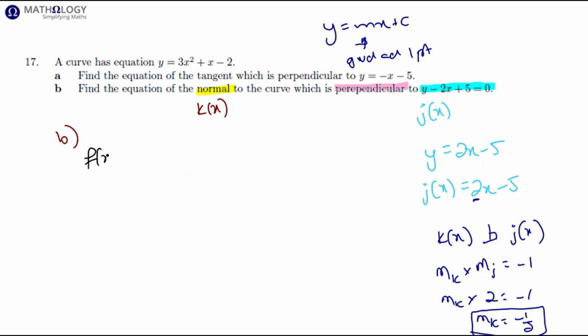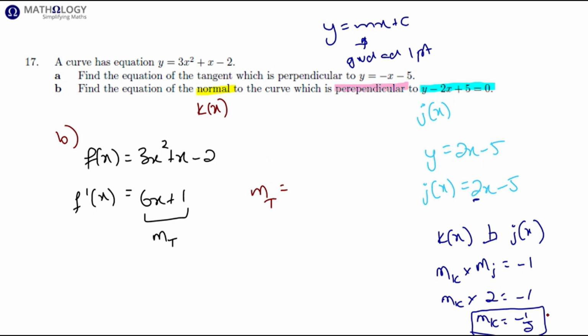F of x equals 3x squared plus x minus 2. The derivative function is the gradient function, so differentiating f of x gives us f prime x, which represents the gradient of a tangent to f of x. F prime x equals 6x plus 1. This expression represents the gradient of a tangent to f of x. We have the gradient of k, which is a normal, is minus a half. The gradient of the tangent is therefore going to be the negative reciprocal of that, which is going to be 2.